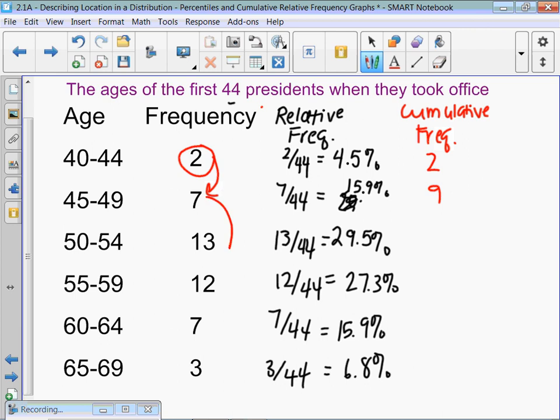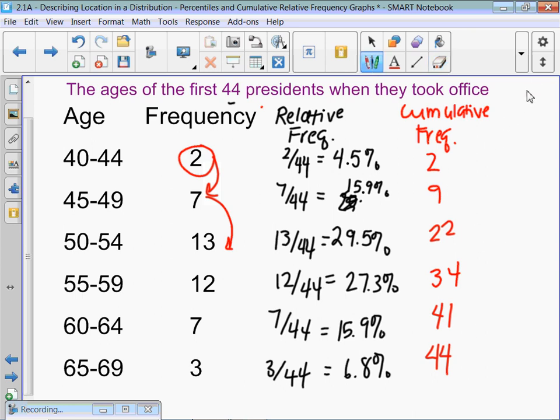Then we add our 13 to the next one, and we get 22. So there are 22 below 55. Then we add another 12, and there are 34 who are below 60. Then I add 7 to that, and there are 41 who are below 65. Then I add 3, and we get our total of 44 presidents. So we'll always add the previous number.